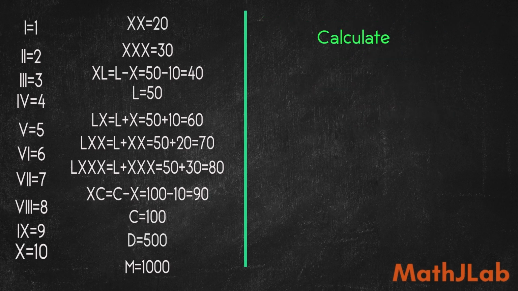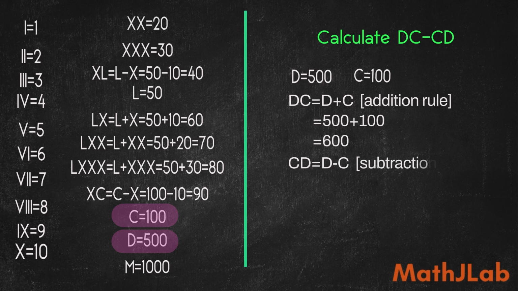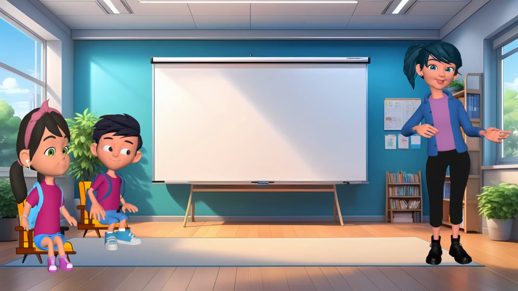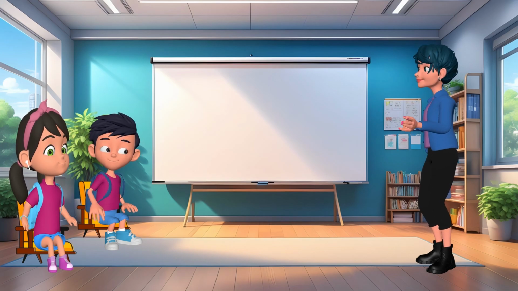Calculate DC minus CD. Here, we have D for 500 and C for 100. Therefore, DC equals D plus C, by addition rule, that is 600. CD equals D minus C, by subtraction rule, that is 400. Therefore, DC minus CD equals 600 minus 400 equals 200, that is CC. So you have learned how to convert any Roman numerals to Hindu Arabic numbers.